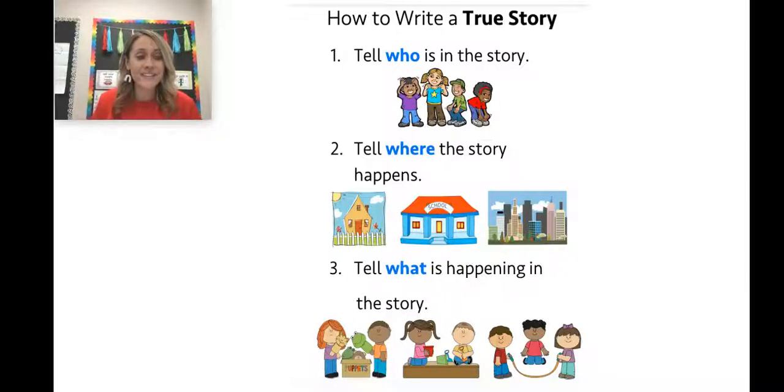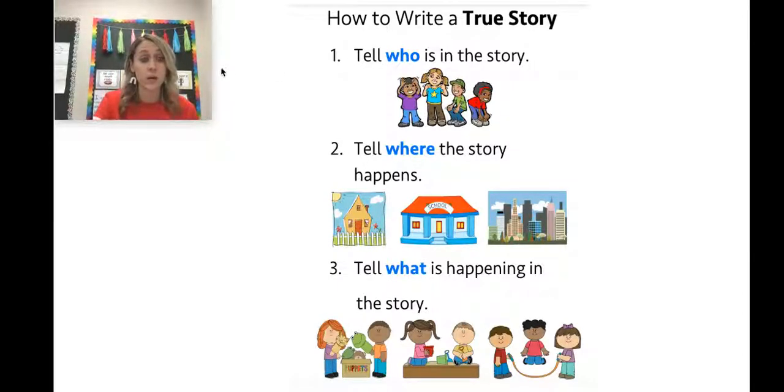Hey, writers. For today's writers workshop, we are going to be talking about 3 steps we can take in order to write a true story. Now, we've been learning all about how to write true stories and to write stories that readers would want to read. And in order for us to do that, we need to do 3 things.